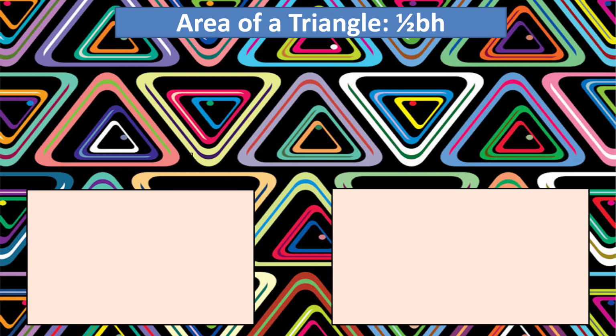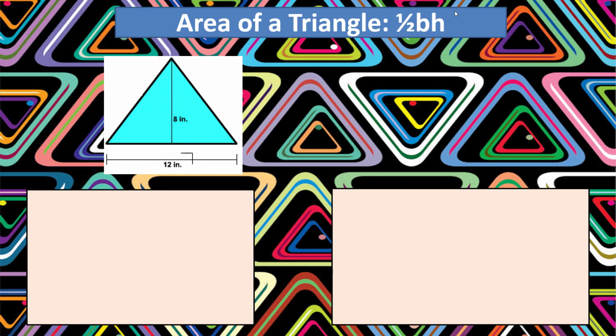Area of a triangle. By now you should know the formula for area of a triangle. Area is equal to 1/2 base times height. That shouldn't be anything new. So we should be able to solve a problem like this one on the screen. Area is equal to 1/2 base times height.